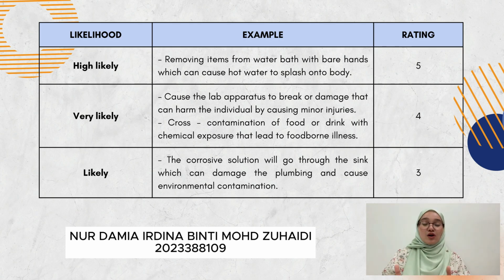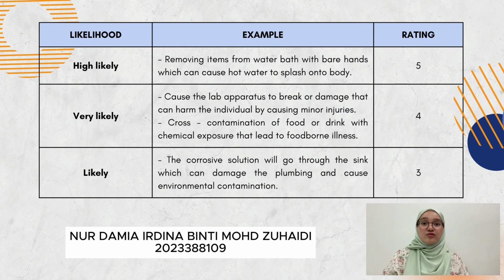Next, the hazards or risks which are very likely to occur are, first, causing the lab apparatus to break or be damaged, which can harm the individual, and also cross-contamination of food or drink with chemical exposure, which has the rating of 4. Thirdly, the hazard or risk which is likely to occur is the corrosive solution going through the sink, which can damage the plumbing and also cause environmental contamination.